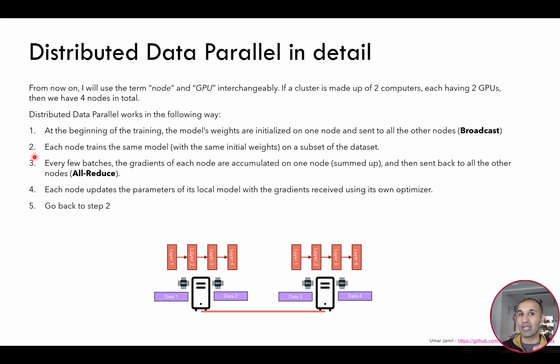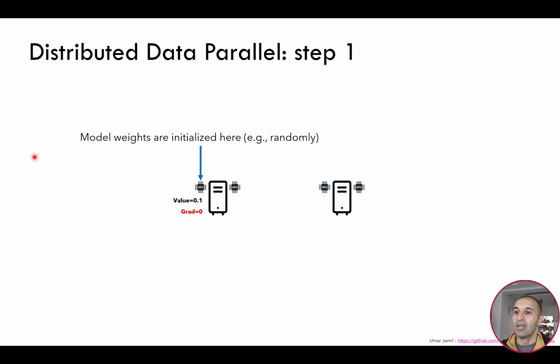Then all the nodes will update their parameters using this accumulated gradient, and then we continue again. Let's see all these steps one by one in detail. So step number 1. Our model's weights are initialized on one GPU. Imagine we have a setup with 4 GPUs. We have one GPU that will initialize the weights and send them to all the others.